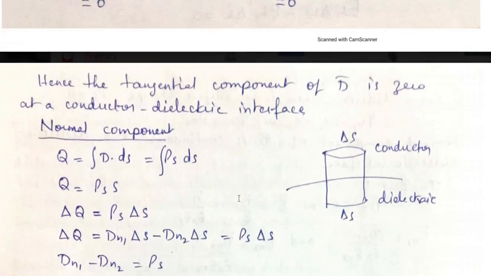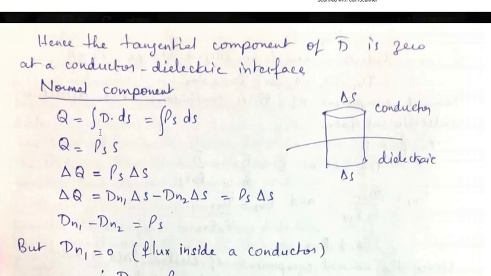Next, to solve the normal components, we apply the Gauss law, where Q is equal to the integral of D dot dS, which is also equal to rho s into dS. So integrating this dS, we get rho s into S. Again put the delta terms here. Delta Q is equal to rho s delta S, and delta Q is also equal to Dn1 delta S minus Dn2 delta S. So equate this with rho s into delta S. So we get Dn1 minus Dn2 is equal to rho s.